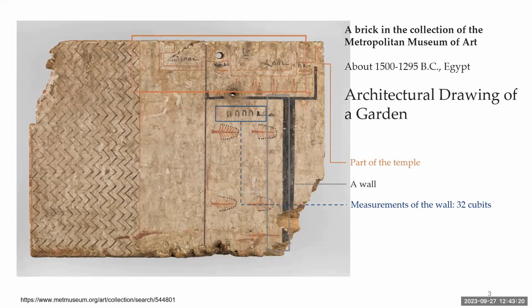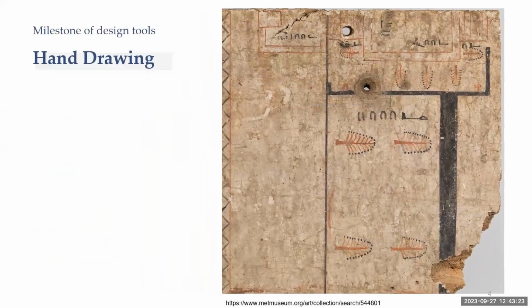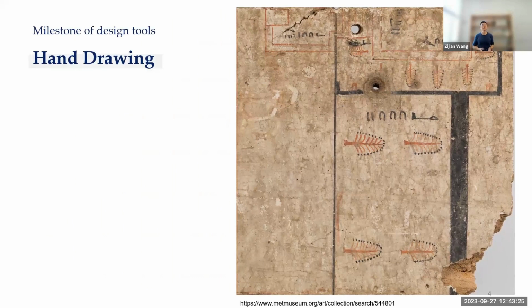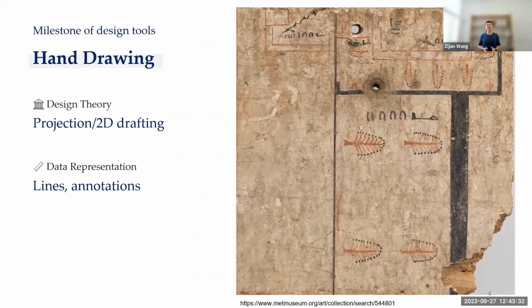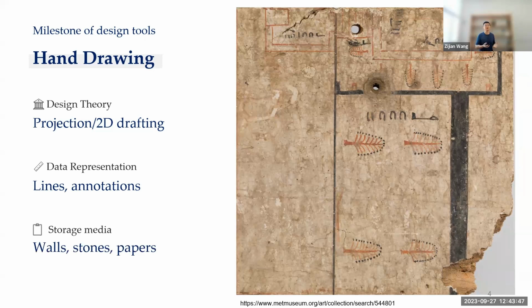This brick is so important. It actually reveals one of the most important design tools in history, which is hand drawing. The design theory behind hand drawing is 2D drafting. Architects need to project a 3D object into a 2D plane and use lines and annotations to represent the idea. And then the drawings are stored on walls, stones, and later papers. All of them provide a 2D plane.